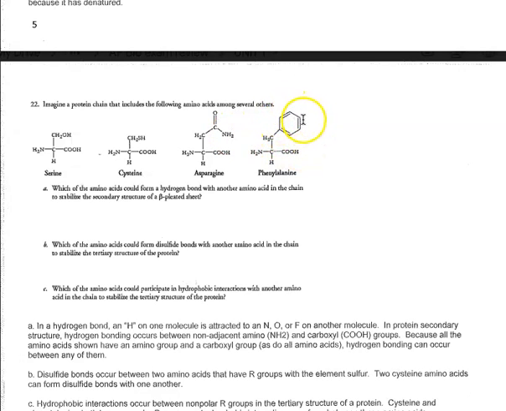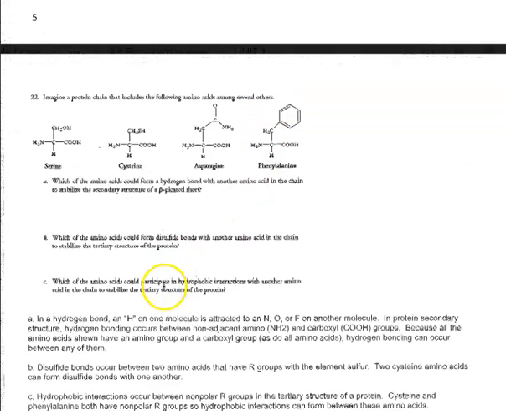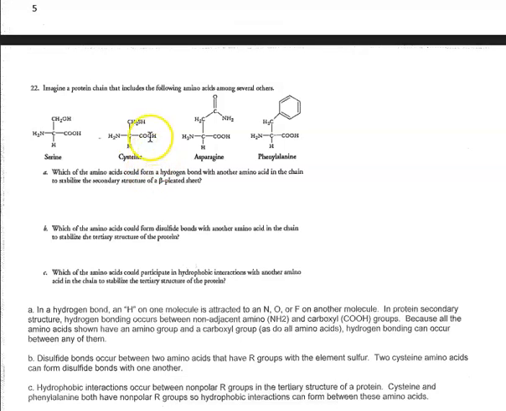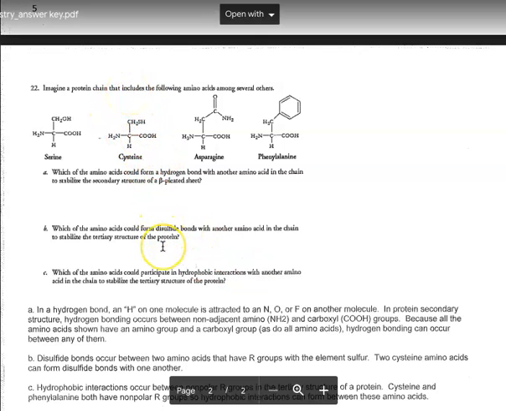Whenever you're seeing a ring-like structure like this, that means that these bends over here, these corners, are carbons and they contain hydrogens attached to them. So this is just a carbon and a hydrogen. So the correct answer would be cysteine. Two cysteine amino acids together could form a disulfide bond.